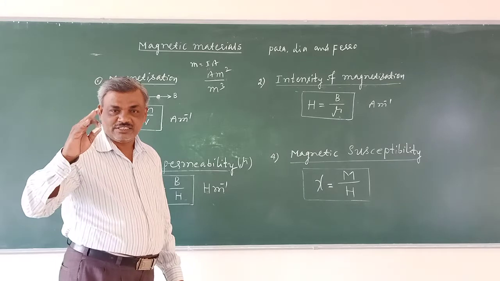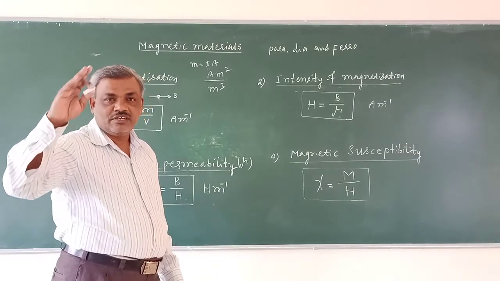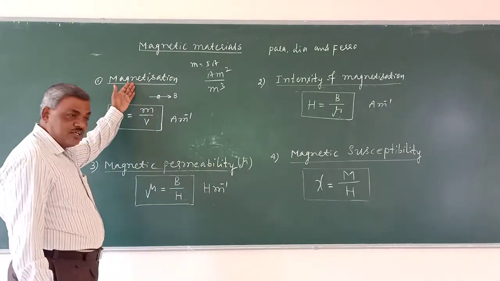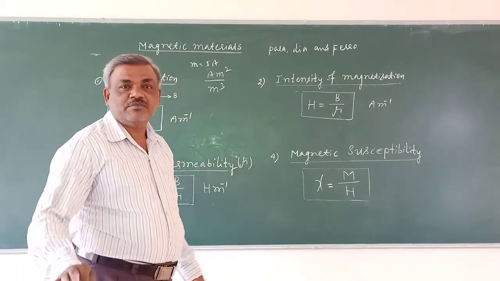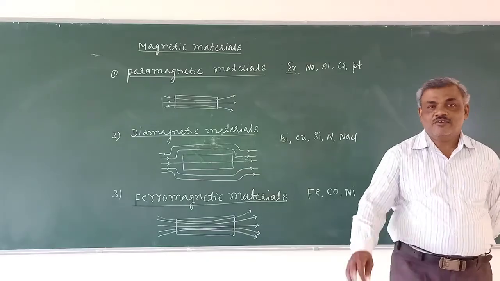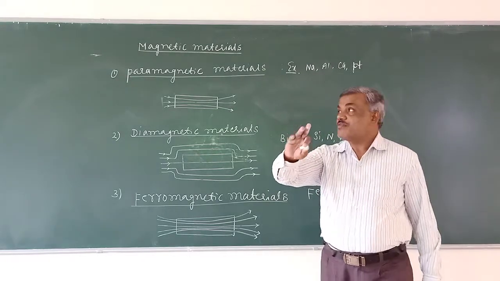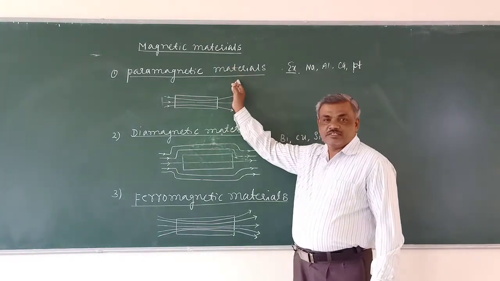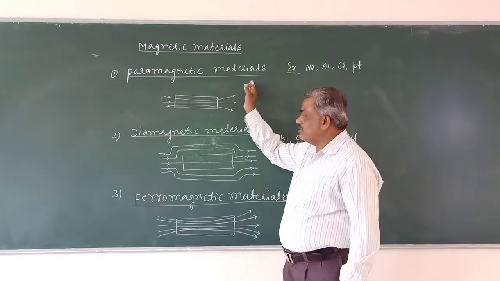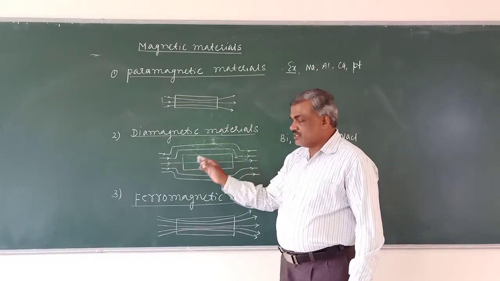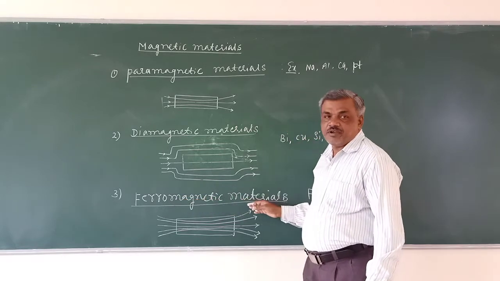So on what factors are magnetic materials classified? Magnetization, magnetic permeability, and magnetic susceptibility. Now name the types of magnetic materials. There are three types: paramagnetic materials, diamagnetic materials, and ferromagnetic materials.